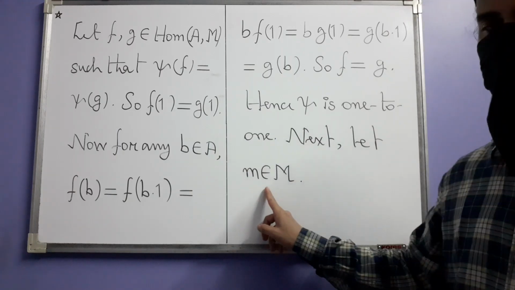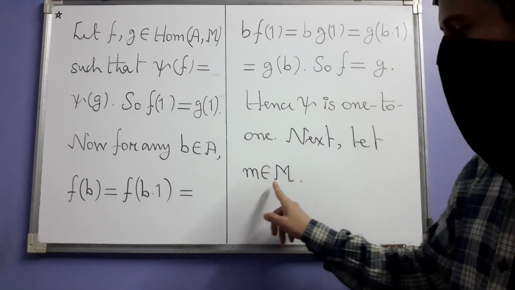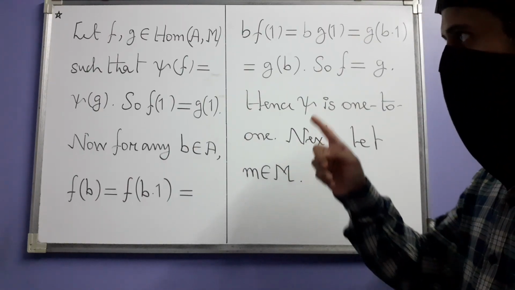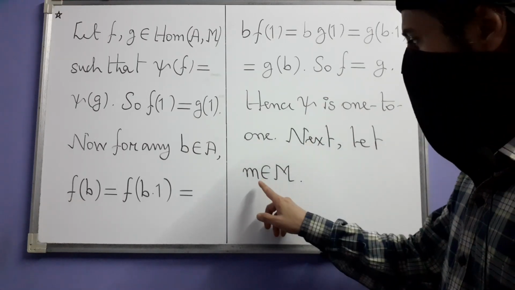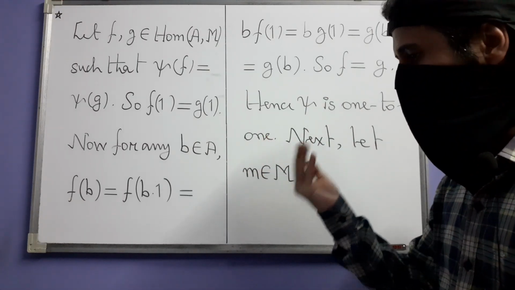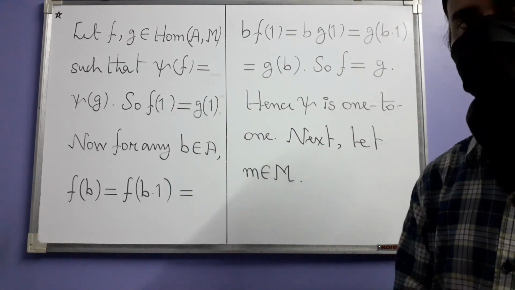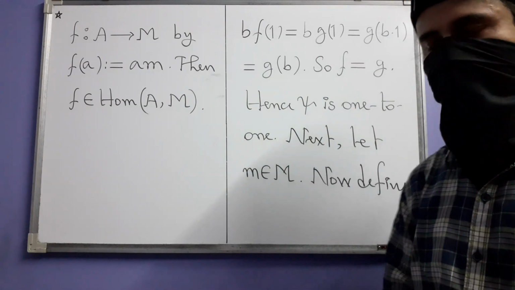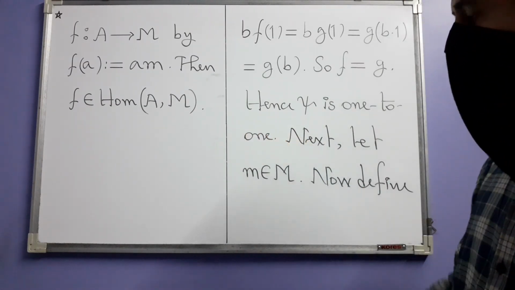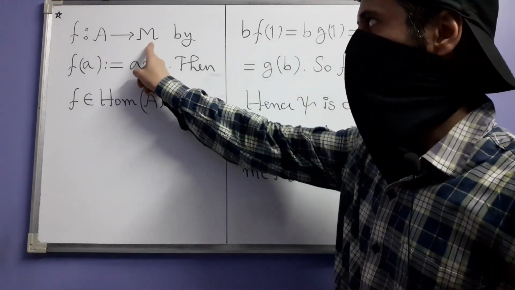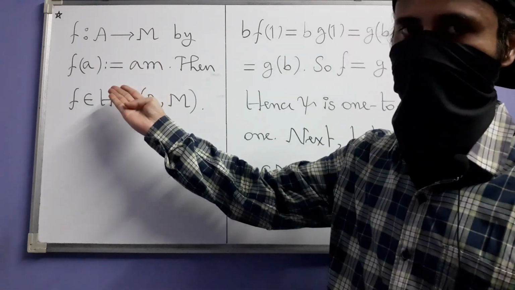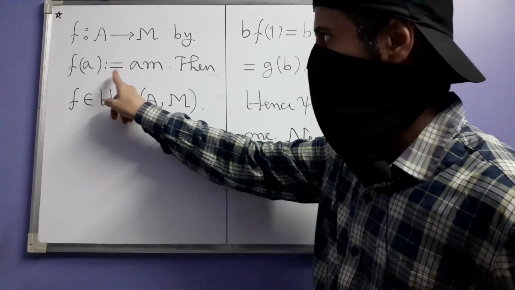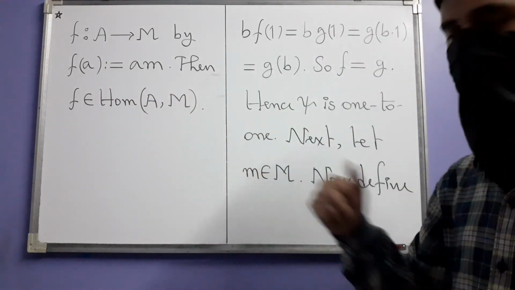So next we take any element m in the range or codomain, whatever you want to call it. Codomain of what? Codomain of the function psi. Now we need to show that this m is psi of something. But what is that something? That something has to come from Hom(A, M). And that something is this. We define a function f from A into M by this formula, this rule. Here this a of course comes from A. f of a is by definition a times that m.